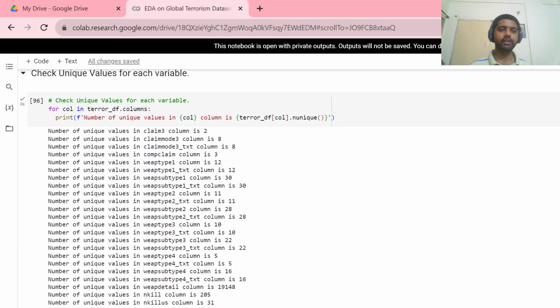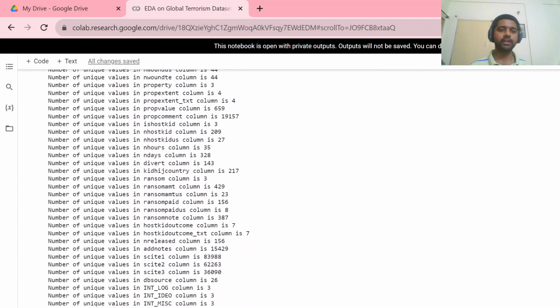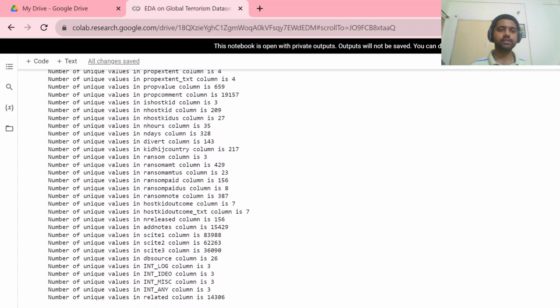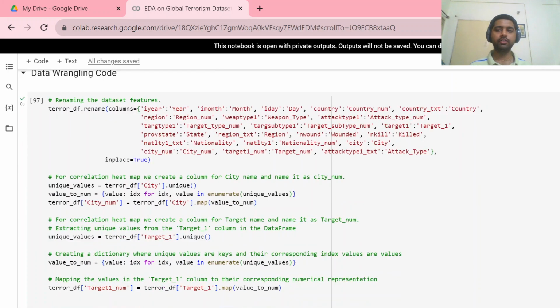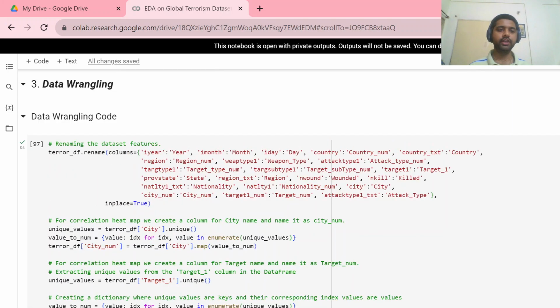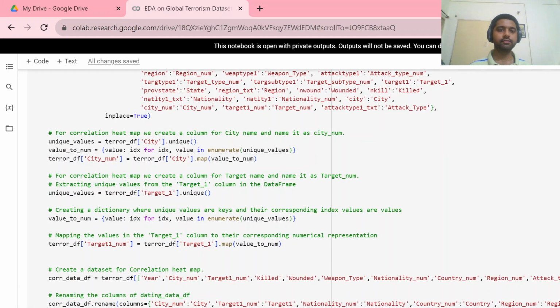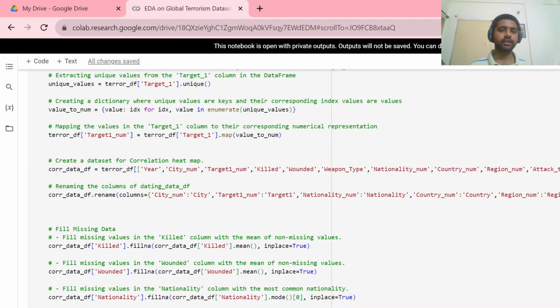Here are the unique values: how many unique values there are in each variable. Here we do the data wrangling, preparing our data for exploratory data analysis. Here we rename our columns so that we can understand them better. Here we enumerate some of our columns.